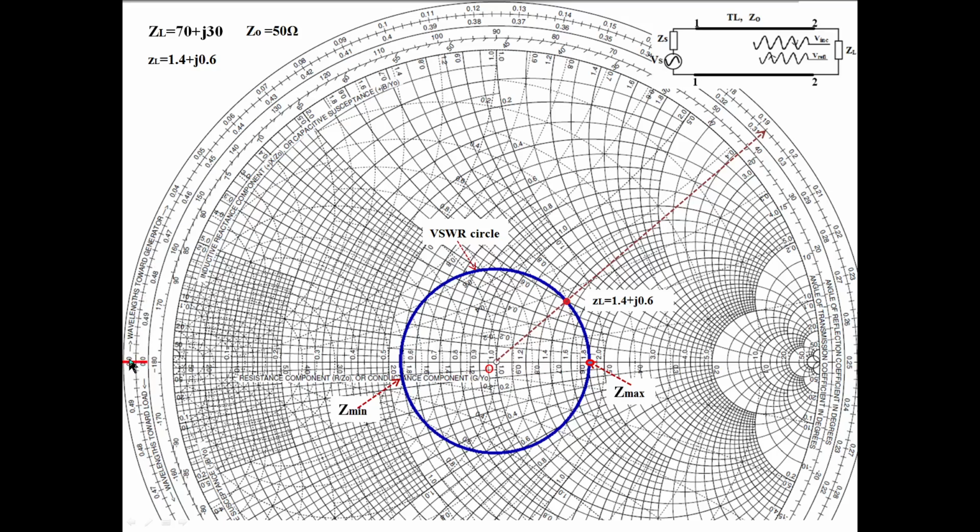This is the wavelength towards the generator. Starting from here is the zero value. The distance we are measuring is in terms of wavelength, not in centimeters or meters. In terms of wavelength, it is a general scale. At what distance you are from the load in terms of wavelength, say 0.1 lambda, you multiply by the lambda value and you get the actual distance.